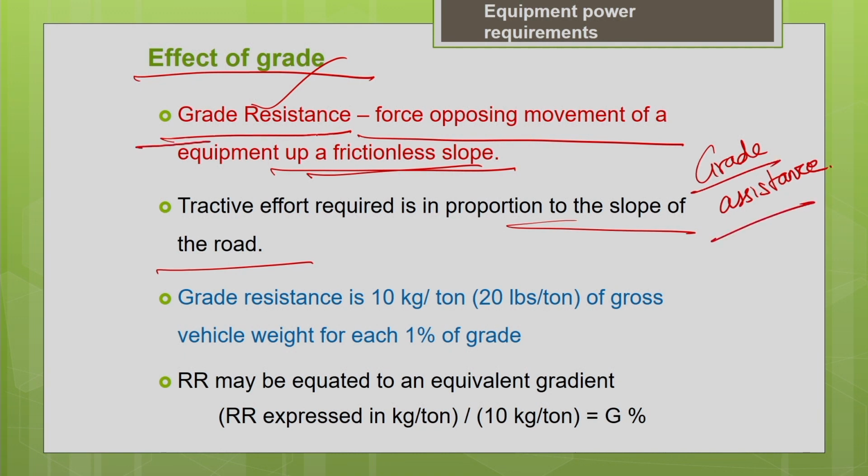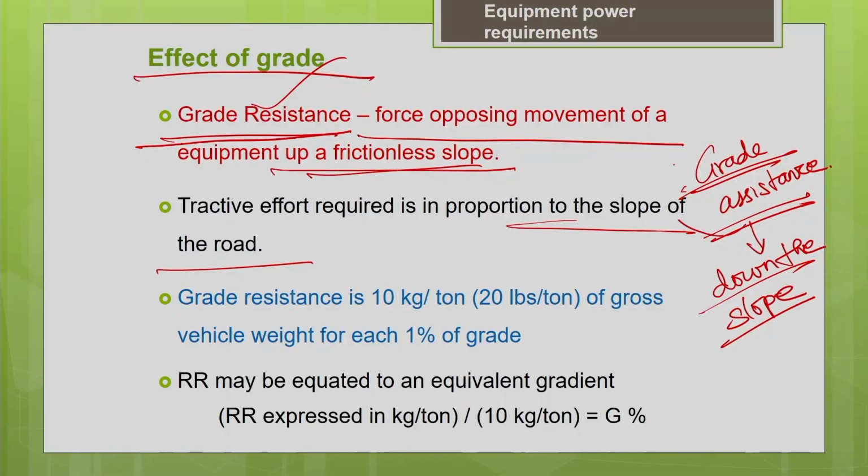So, we discussed what grade resistance is. There is something called grade assistance. That means, when your machine is moving down the slope, you can see that the amount of power needed gets reduced, because it can easily move down by gravity. So, the gravitational force will help you to easily move the machine. In that case, the amount of power needed gets reduced. So, that is called grade assistance. Your grade resistance and the grade assistance are opposite to each other.